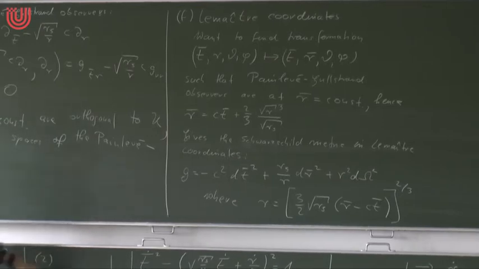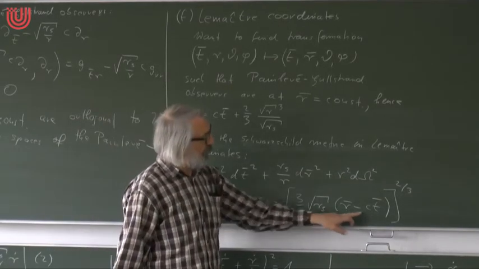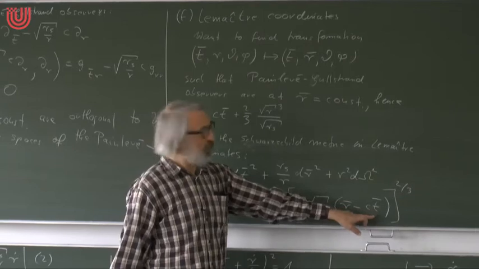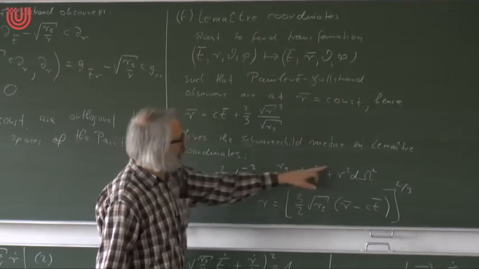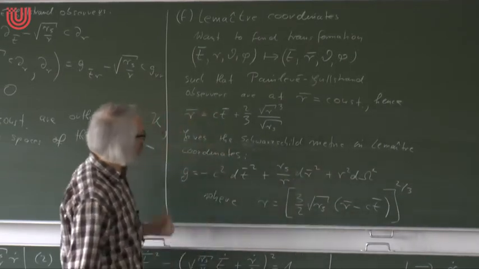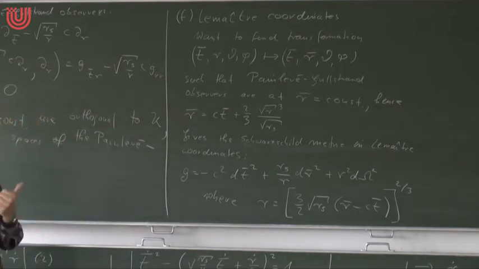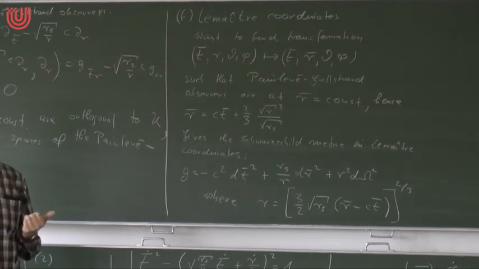So you see, r involves, of course, r bar and t bar. If I insert this here, if I write for r these expressions, then you see the coefficients depend not only on the radius coordinate, they also depend on the time coordinate. So the metric is no longer manifestly static.